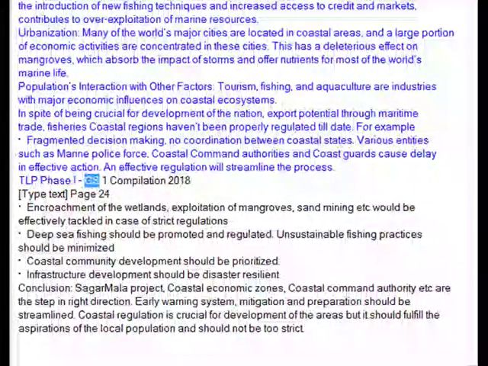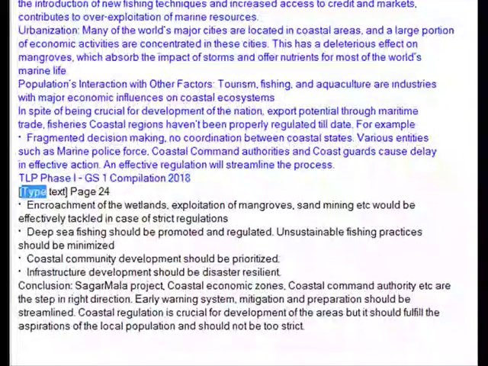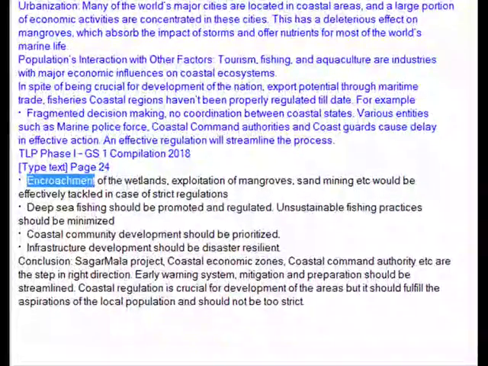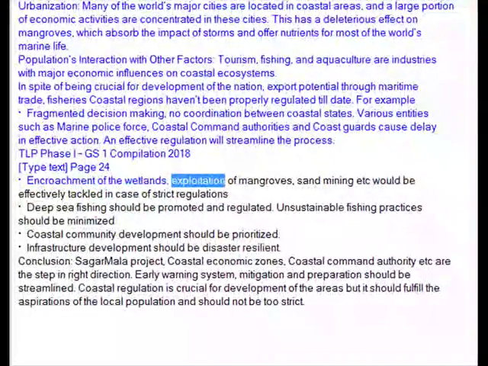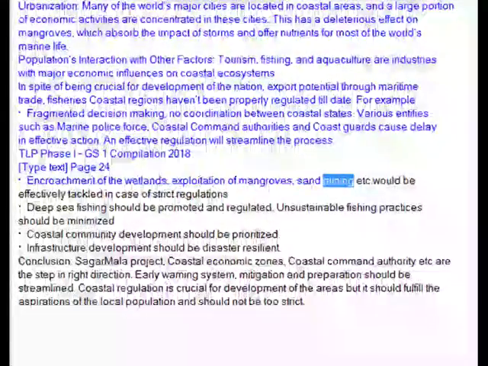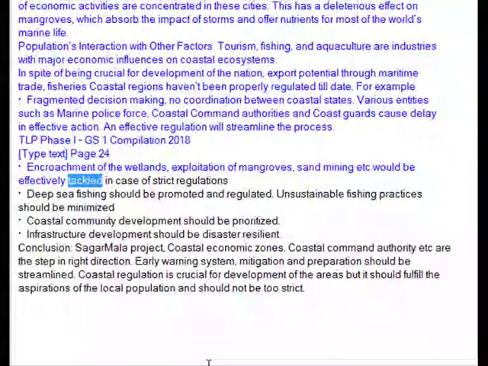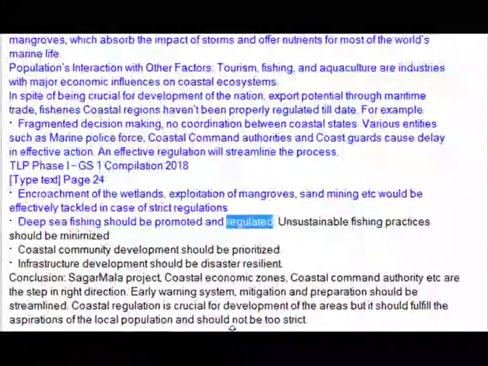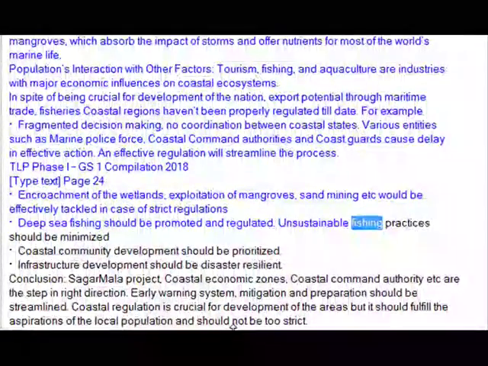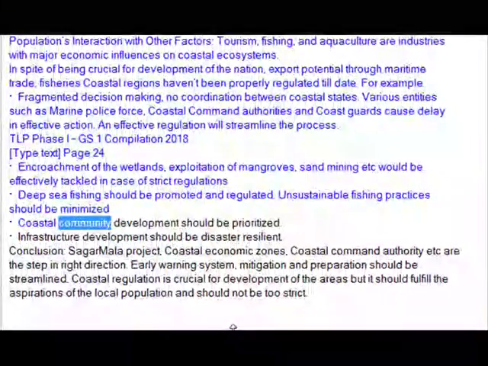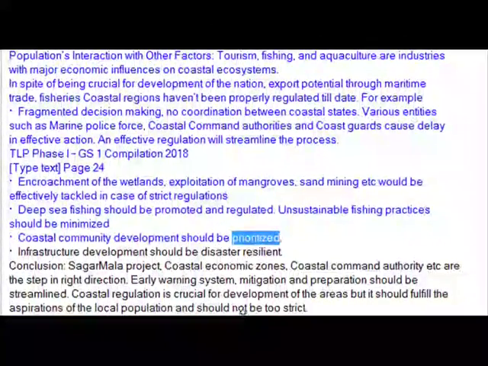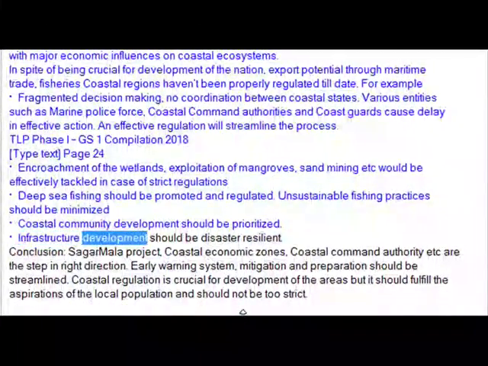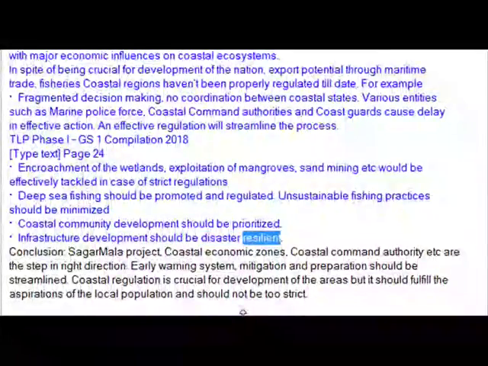Encroachment of the wetlands, exploitation of mangroves, sand mining, etc. would be effectively tackled in case of strict regulations. Deep sea fishing should be promoted and regulated. Unsustainable fishing practices should be minimized. Coastal community development should be prioritized. Infrastructure development should be disaster resilient.